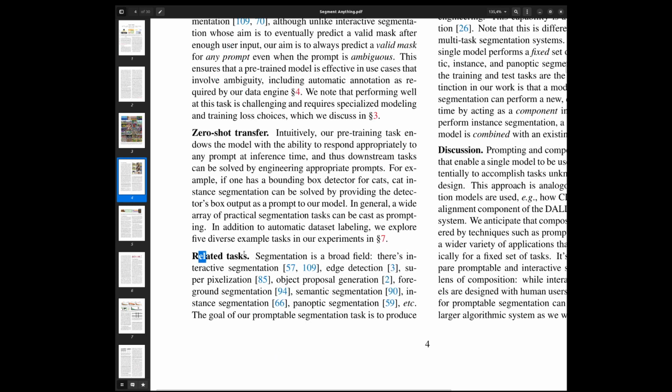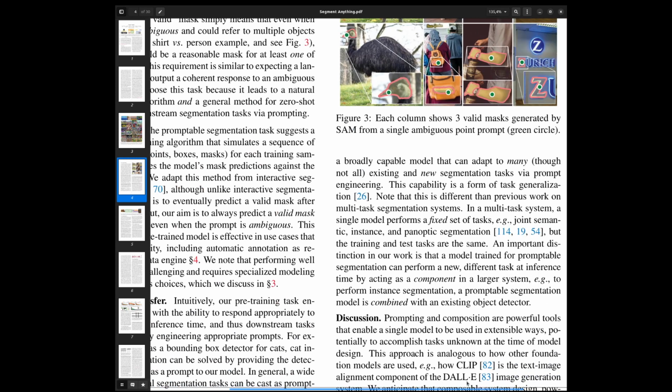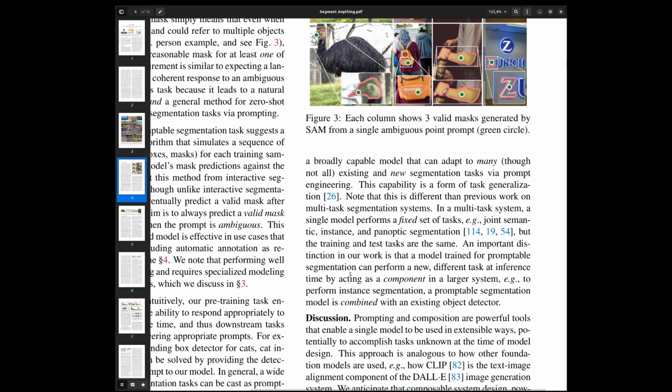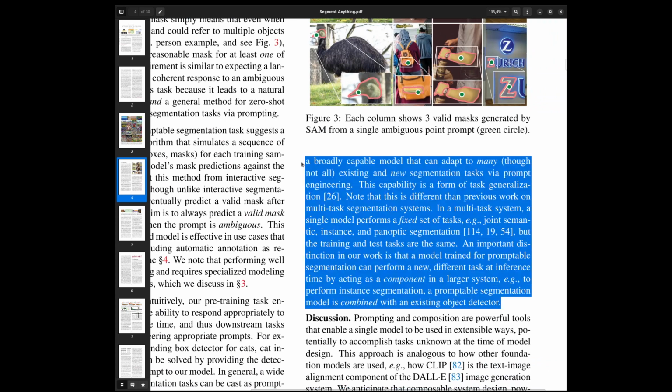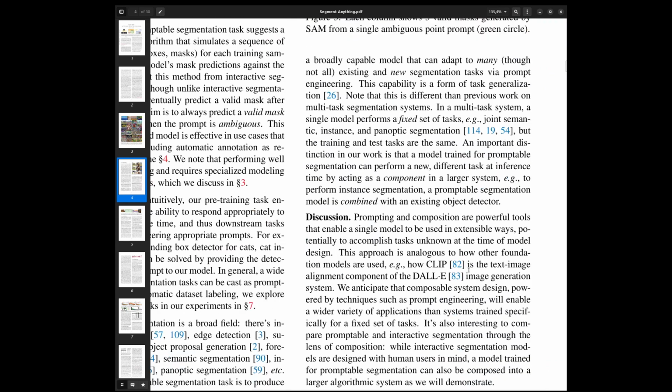I think we can skip this because here I think they are just talking about segmentation in general, I guess. Yeah, it seems to just talk about segmentation in general.